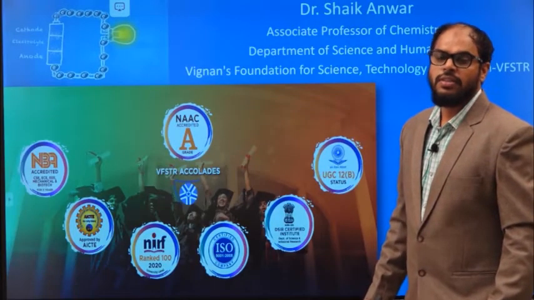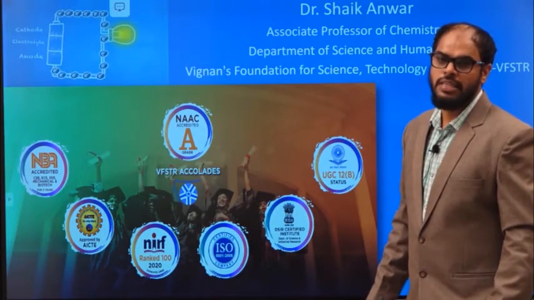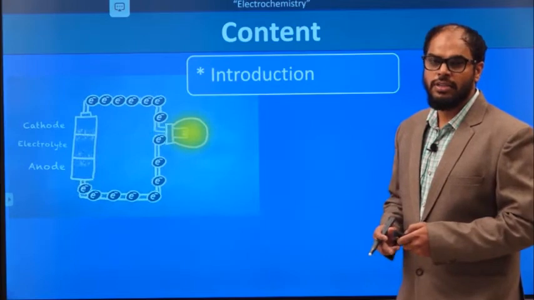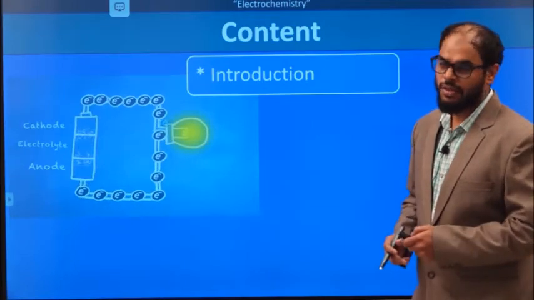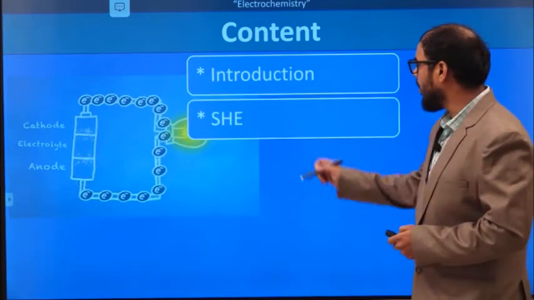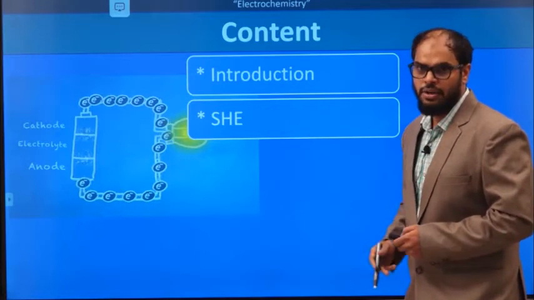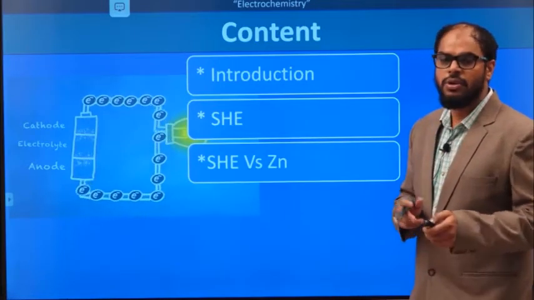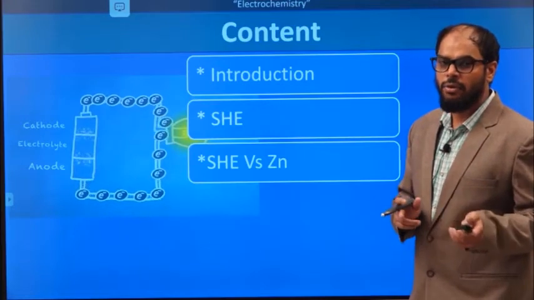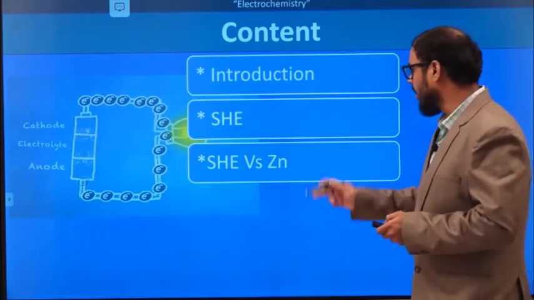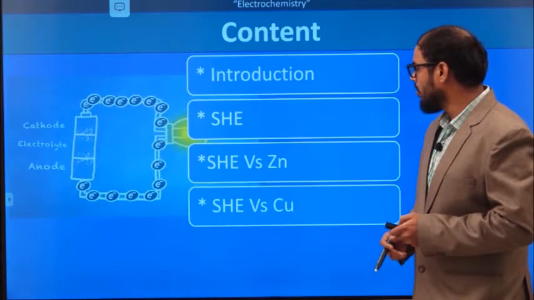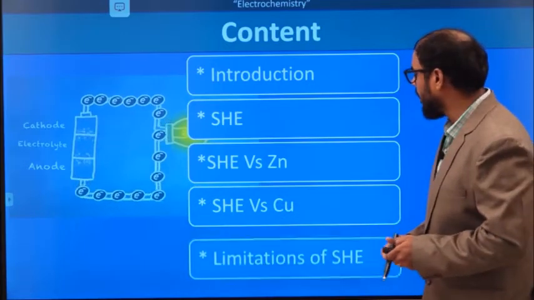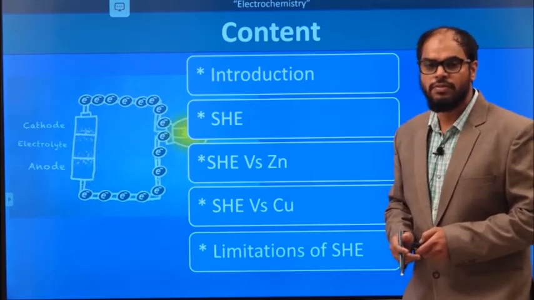So, good morning students. I am with a new session of this engineering chemistry topics. I will be talking about the introduction, that is the reference electrodes. Then I will be talking about the important reference electrode, that is the SHE electrode, and I will be talking about how the SHE is going to act as an anode or a cathode with respect to zinc, and similarly how SHE is going to act as an anode or a cathode with respect to copper, and finally I will be talking about the limitation of the SHE electrode.